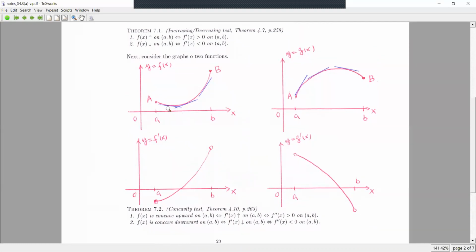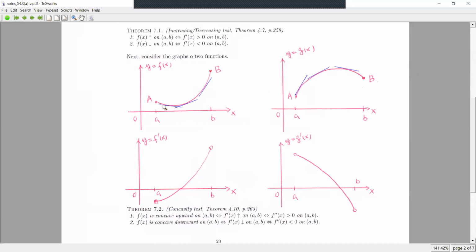Again, I draw some tangent lines. Now, guess the slopes of the tangent lines. About this tangent line, the slope is negative, about negative 0.5. This tangent line, the slope is positive, about 0.7. This tangent line, the slope is positive, larger, about 2, for example.